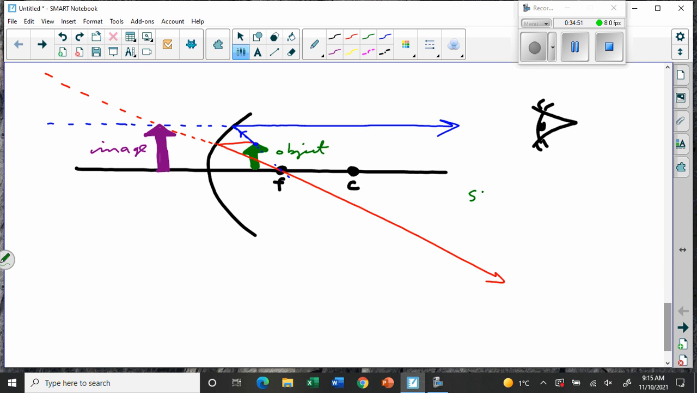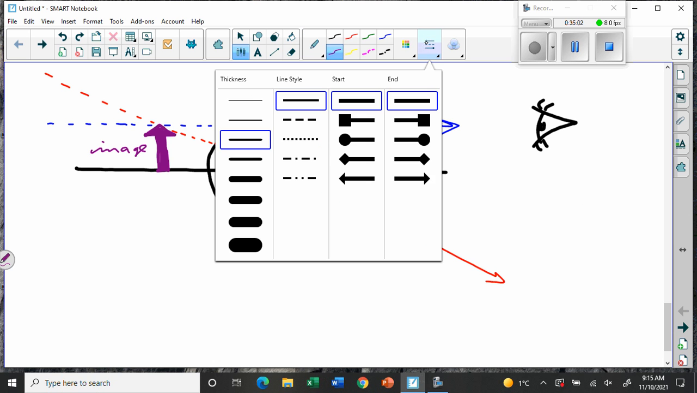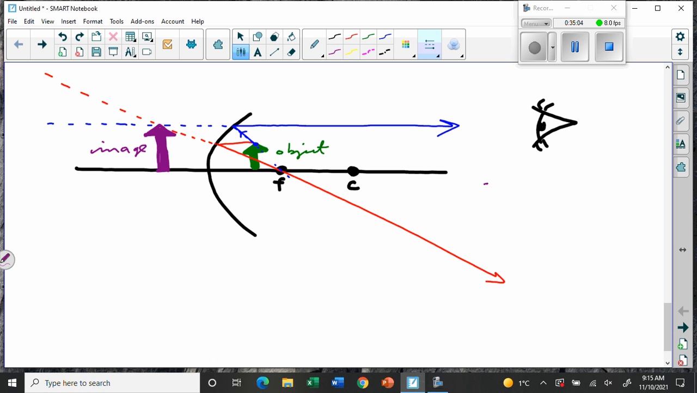I don't want to use green because that looks like the object, and these are the characteristics of the image. So if anything, I should use purple, right? These are the characteristics of the image. So its size is larger or bigger. That's the first time we've seen an image that was larger.